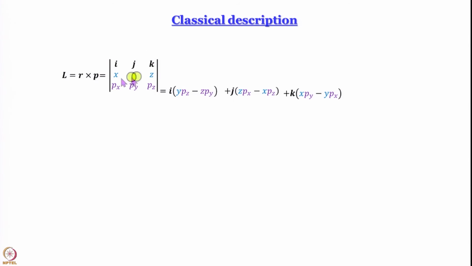If you go from left to right, you go from x direction to y direction to z direction. If you go from top to bottom, you go from the unit vector to position to momentum. It is very nice systematic way of writing it, and this is how it expands. Okay. Y pz minus Z py, j into z px minus x pz, remember j had a minus sign, so that has gone in, plus k into x py minus y px. Okay. This is what the determinant is.